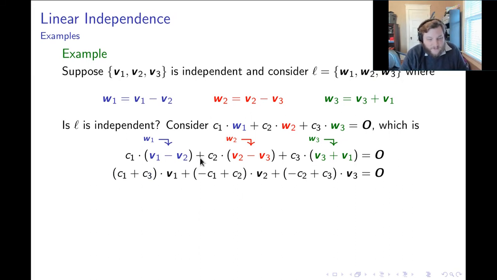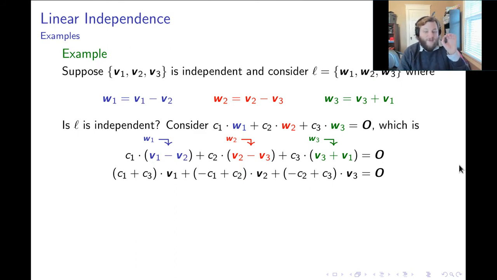So how did we get from this first line to the second line? I distributed each of the variables here, c1, c2, c3, and then I reorganized the coefficients. In front of v1, I'll have c1 plus c3. In front of v2, we'll have negative c1 when I distribute, plus c2. And then in front of v3, we will have negative c2 plus c3. So now we get a new equation.